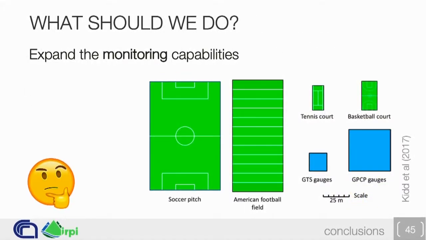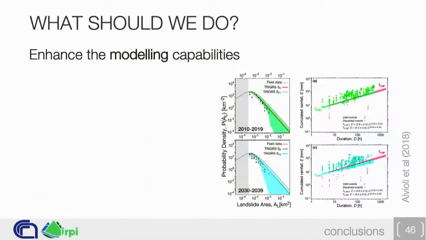And what should we do? Well, for example, we need to expand our monitoring capabilities. All the rain gauges available to the WMO and the Global Precipitation Climatology Project today cover less than half of the surface of a soccer field globally. Not much to say that we know how much it rains, really.